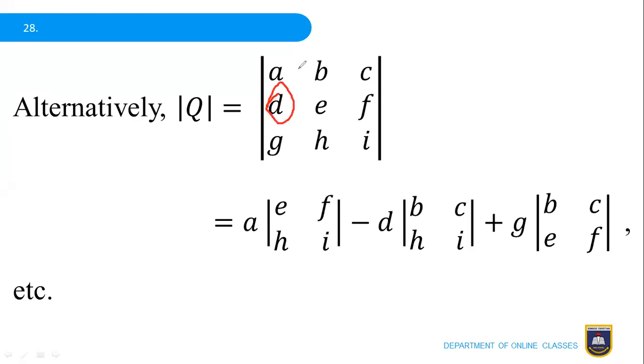Then I'll now cancel the whole of the second row and the first column. So you are now left with BC and HI. That gives me the cofactors here, plus the third one is G. If I pick G and I remove the first column and the third row, then we are now left with BCEF. That is another way of finding the determinant of a 3 by 3 square matrix.